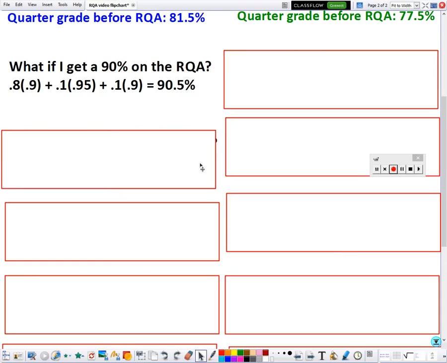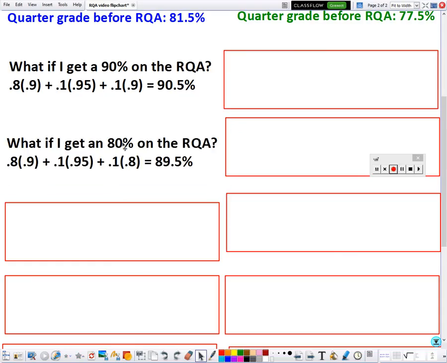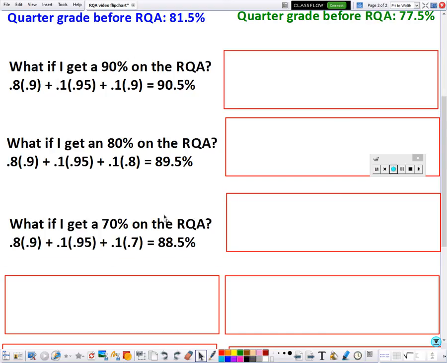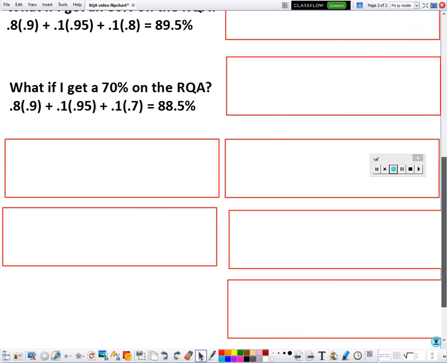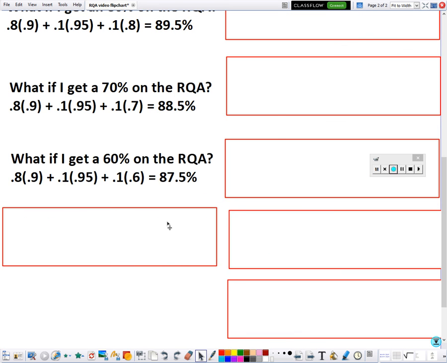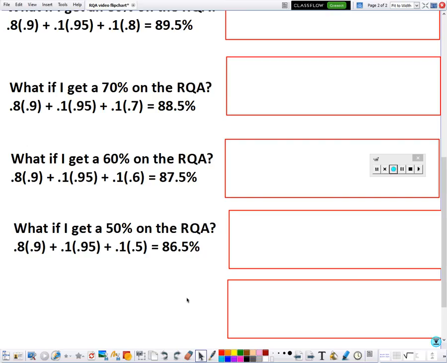And we can repeat that with the 80%. So you can see the 80% changed. Now you have an 89.5. So you still have an A for the quarter. Go to a 70%, now it's at a B, an 88.5, a 60%, and a 50%. Now you can do any percent in between. You could do a 65%, you can do a 75%, and see what difference that makes if you change this number in the final percentage.